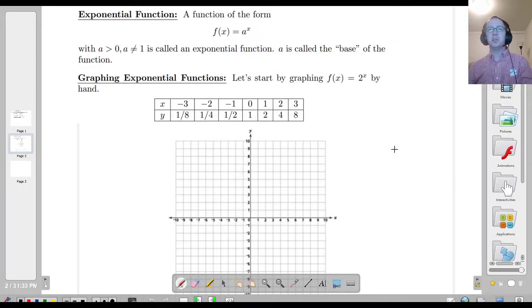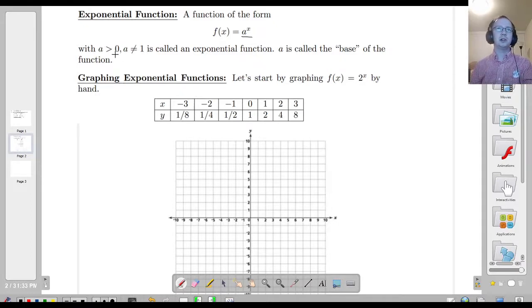Now that we've reviewed some basic properties of exponents, let's learn what an exponential function is and what the graph of an exponential function looks like. So our basic definition here is that any function that looks like a to the x, so that's any number raised to the x power, is going to be called an exponential function.